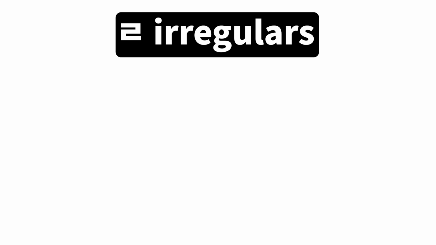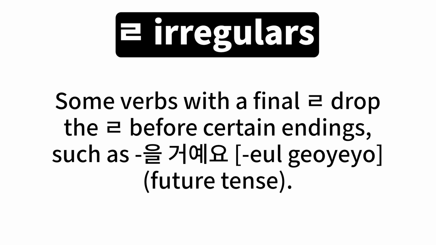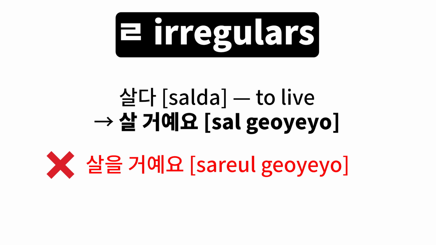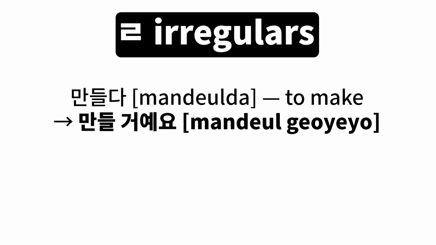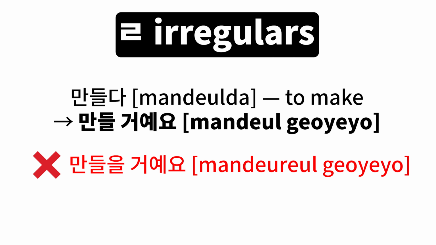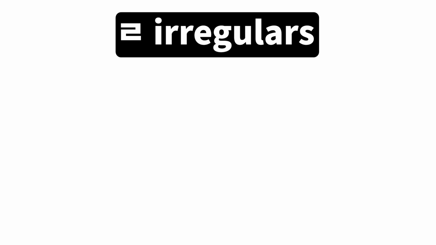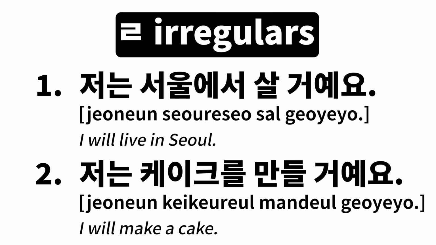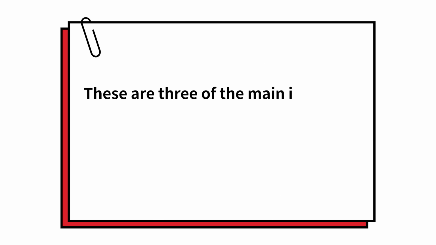ㄹ irregulars. Some verbs with a final ㄹ drop the ㄹ before certain endings, such as 을 거예요, future tense. 살다 becomes 살 거예요, not 살을 거예요. 만들다 becomes 만들 거예요, not 만들을 거예요. Let's practice. 저는 서울에서 살 거예요. I will live in Seoul. 저는 케이크를 만들 거예요. I will make a cake.